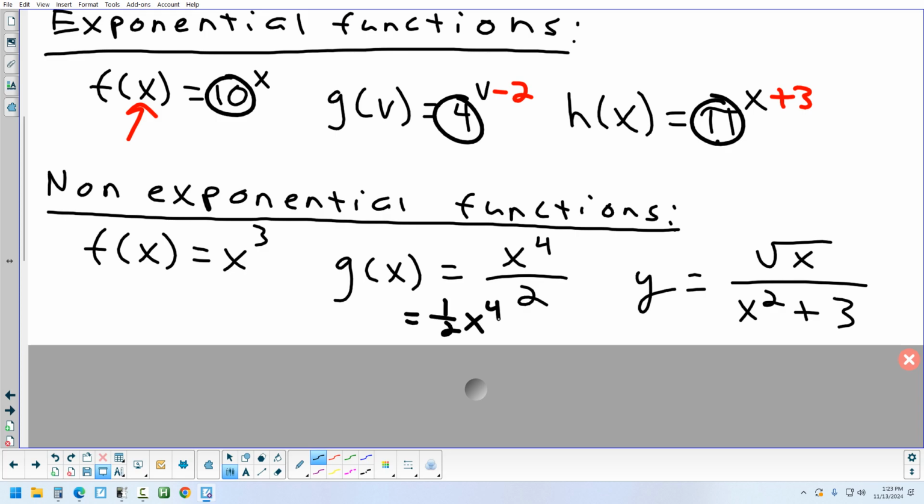Okay. And this one, the last one that says y equals, that's a combination of a radical, which we talked about in the last section, and rational. That's not exponential. Okay. So is there any question on why the top ones are exponential and the bottom ones are not? And those are the old examples. Those are just examples I made up.